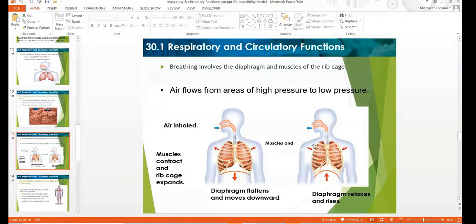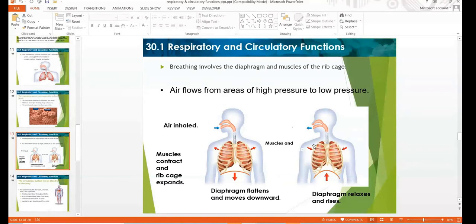So the word diaphragm is based on the Latin word diaphragma, which means midriff. The midriff extends from below the breast to the waist, and the diaphragm is located in this area. That is why the name diaphragm has been given to it.